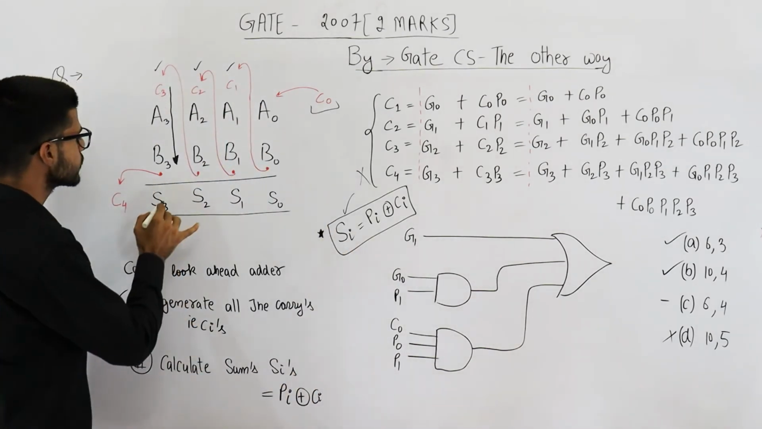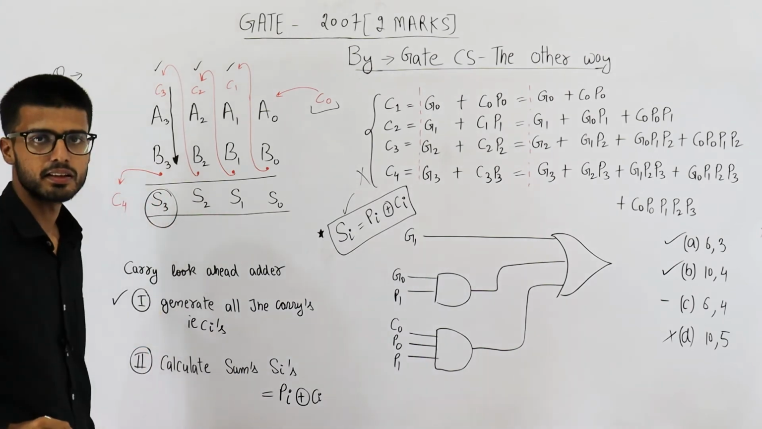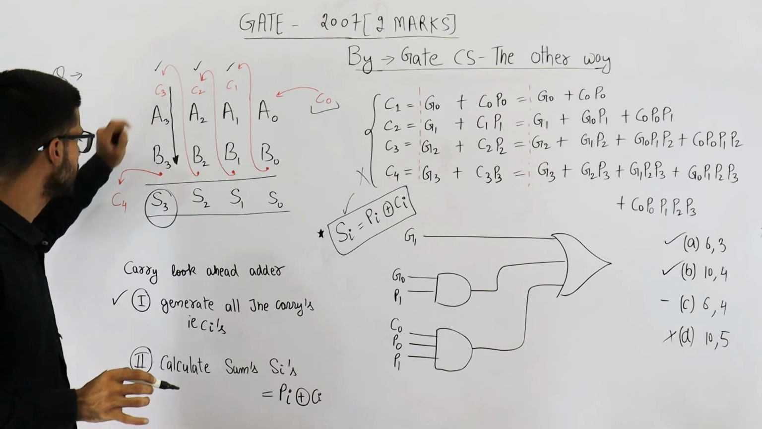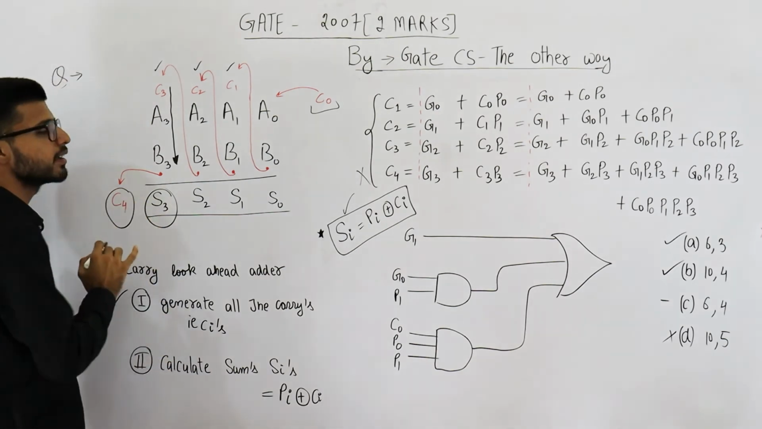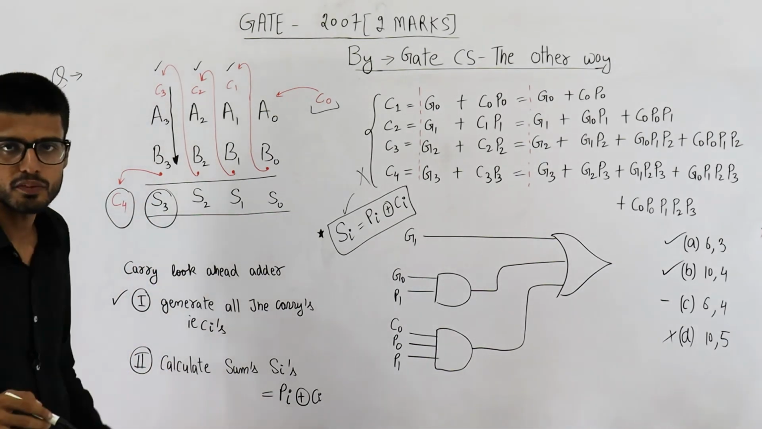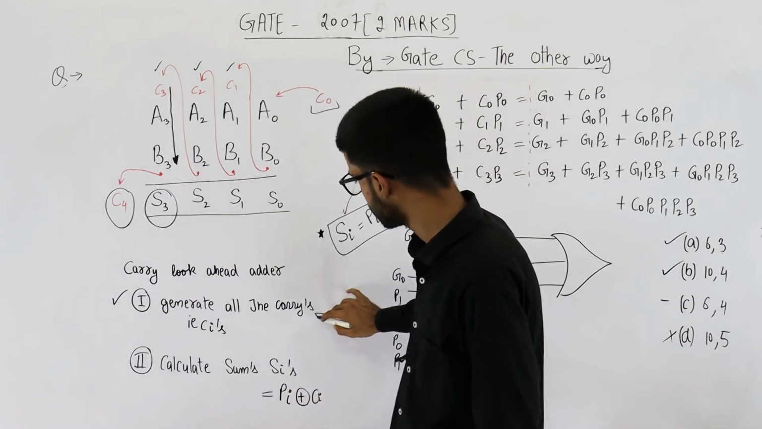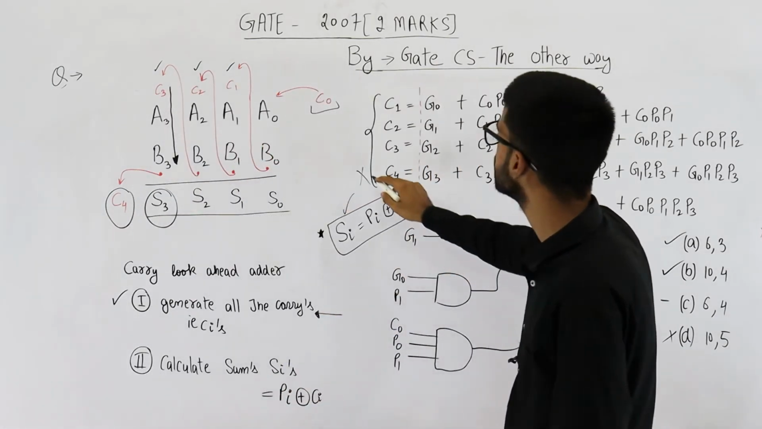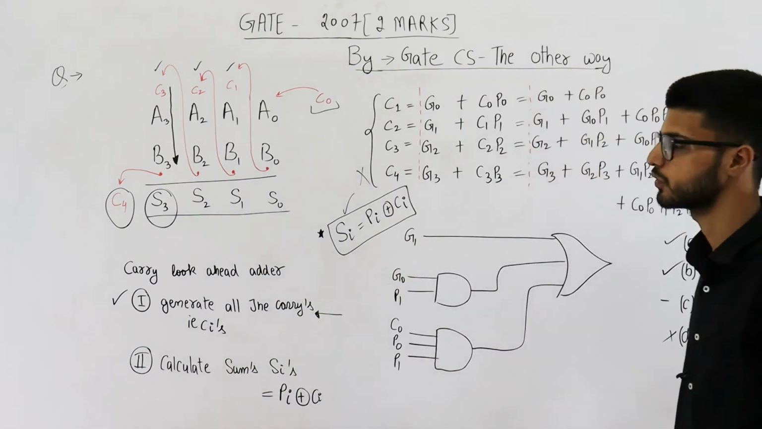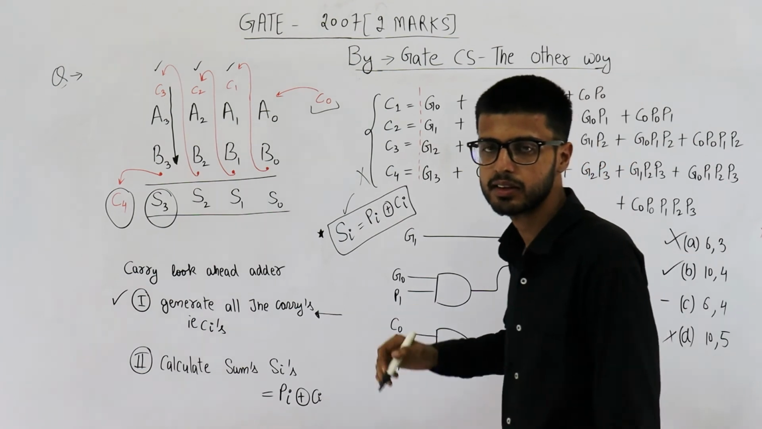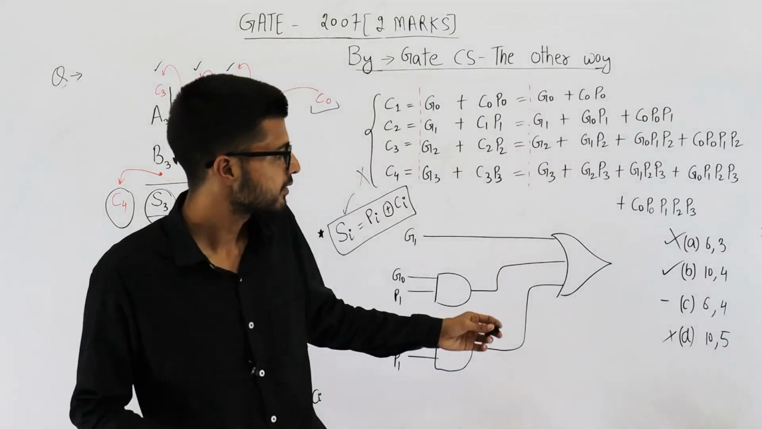That means only S3 is generated. We will get S3 upon performing this addition, but we won't get the carry out. We won't know what C4 is. So C4 has to be generated by this step only. We actually need to implement the circuit for C4 also. That means our answer cannot be option A. The answer can only be option B, that is 10, 4.